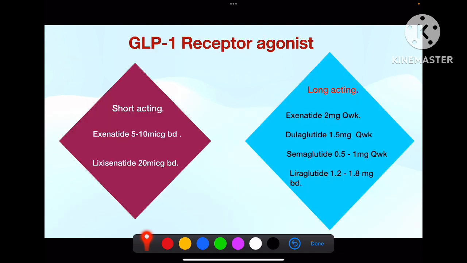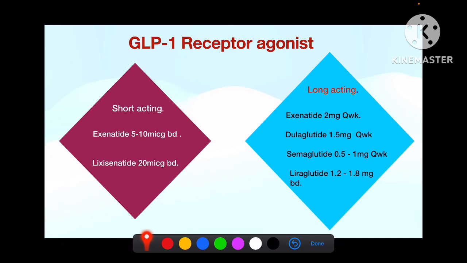So what are the drugs of GLP receptor agonist? We can divide them into short acting and long acting. The short acting we can say exenatide and lixisenatide are short acting drugs, and long acting drugs you can see from here. Exenatide, dulaglutide, semaglutide, and liraglutide are the long acting drugs, right?